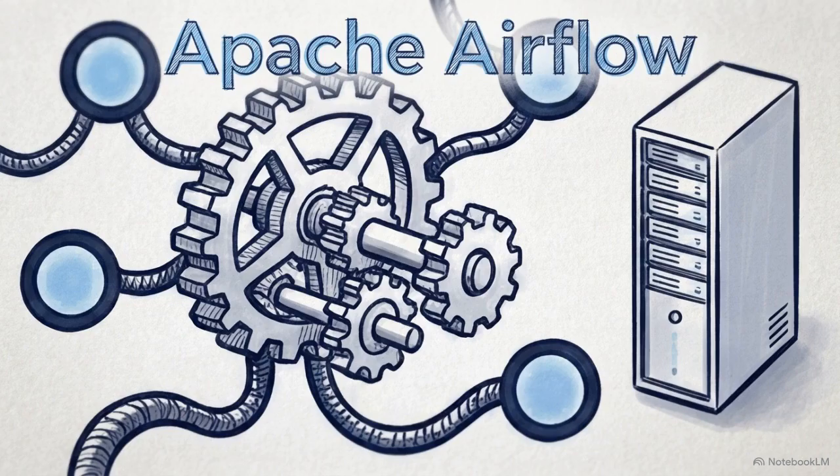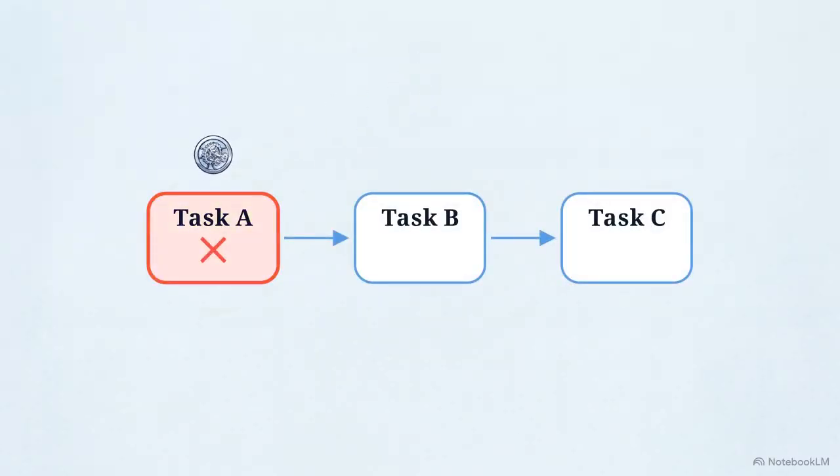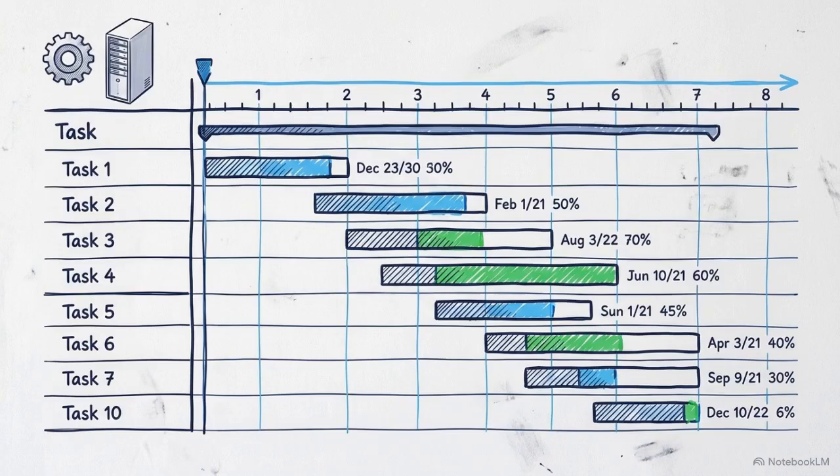Apache Airflow eliminates this manual oversight. It acts as an automated orchestrator, scheduling tasks, triggering automatic retries upon failure, and providing a visual dashboard to monitor the exact status of your entire workflow.